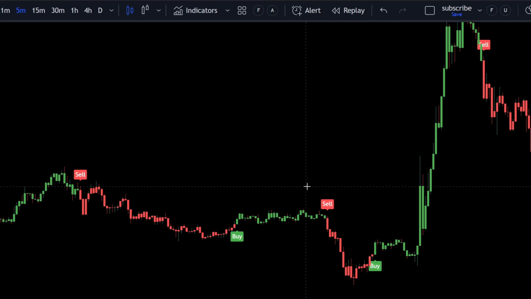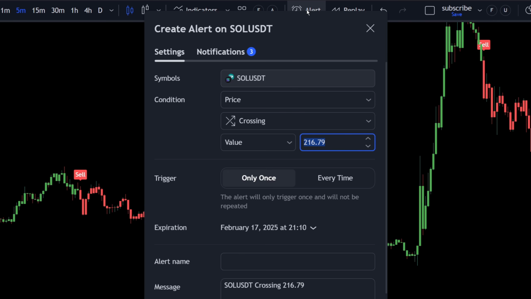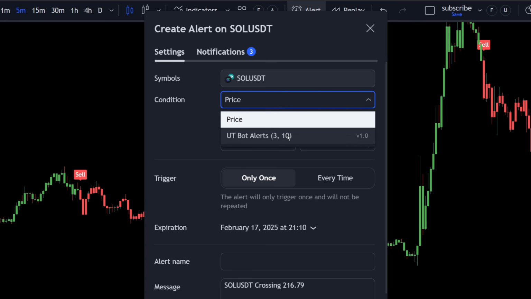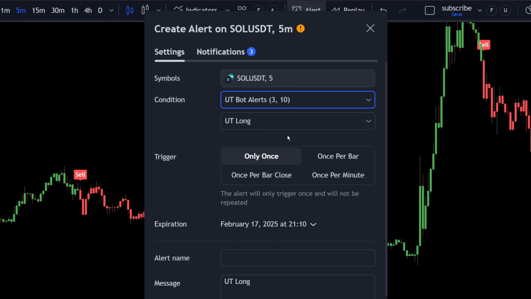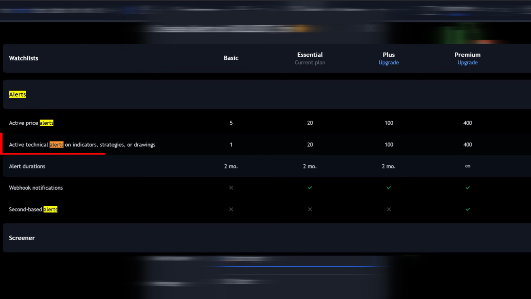To set up alerts for buy and sell signals, click this icon here and a menu will pop up. Modify the condition from its current setting to the indicator, which will be the UT-Bot Alerts. Now, you can select which actions trigger the alert, a long or a short signal. Unfortunately, there's no option to issue both buy and sell signals simultaneously, and the maximum number of indicator alerts allowed on a free TradingView plan is just one.